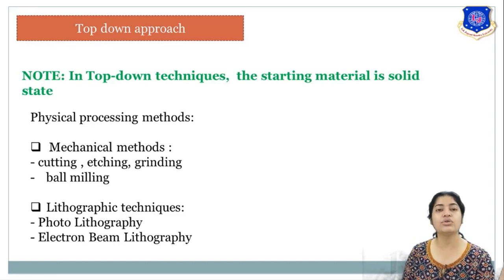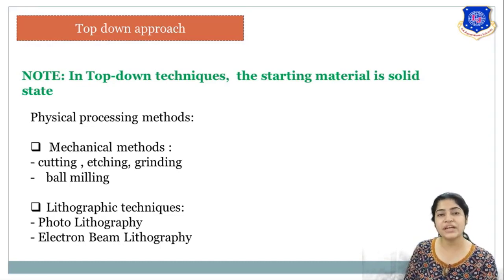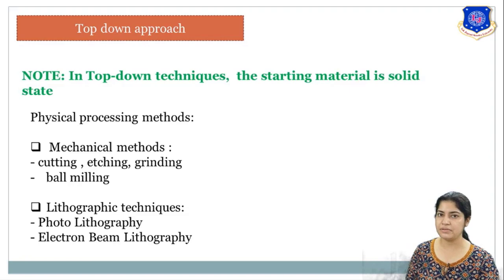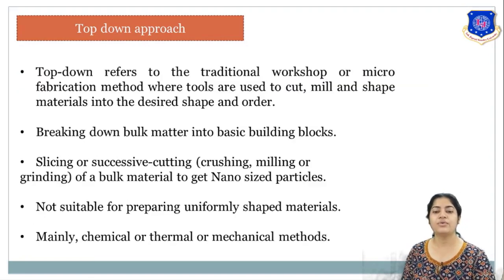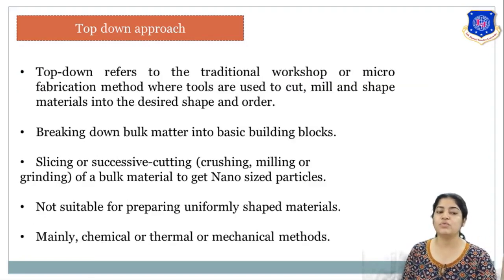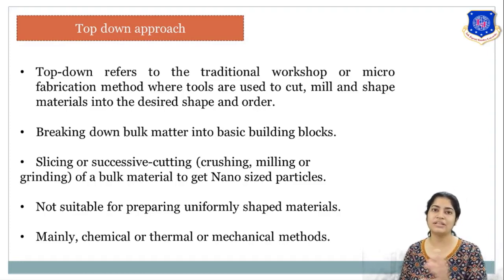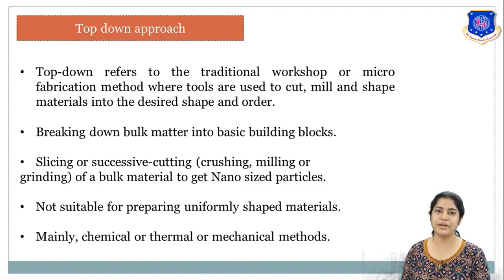Another one is the lithographic techniques. In the fabrication chapter you will study what lithography is. So here we have photolithography and electron beam lithography. Now, note down these points. What is the top-down approach? It refers to the traditional method where you use certain tools to cut, mill and shape materials into the desired shape and order. So breaking down the bulk matter into its basic building blocks. That is the gist of the top-down approach.